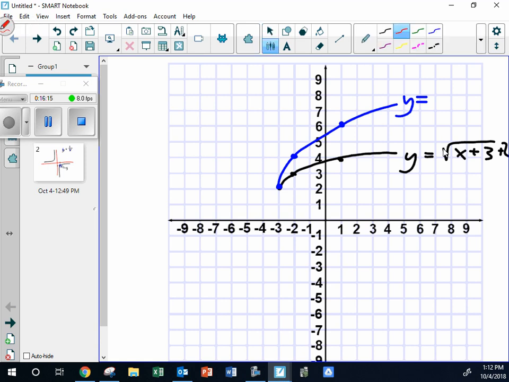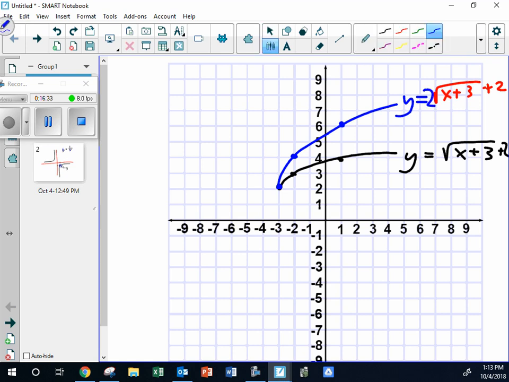Hard level. Well, it's actually pretty much the same as that. X plus 3 plus 2. But this one's got a what? A 2, a what? What's it called? A vertical stretch. Factor of 2.